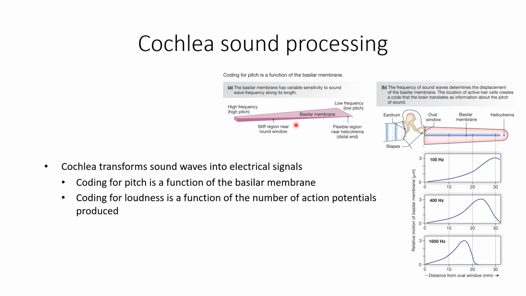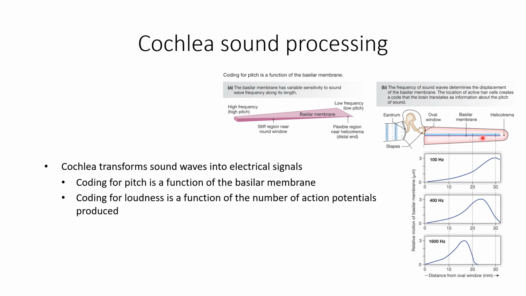So the basilar membrane is how we code for pitch. I told you we have different frequencies. These wavelengths are different in size. We can hear frequencies all the way up to about 20,000 hertz. And what we see is that low frequencies are able to travel further into the cochlea, and it's more flexible at this region. And so we activate hair cells further down. Whereas where we have higher frequencies, we're activating hair cells closer to the oval window on this basilar membrane. So that functions like pitch.